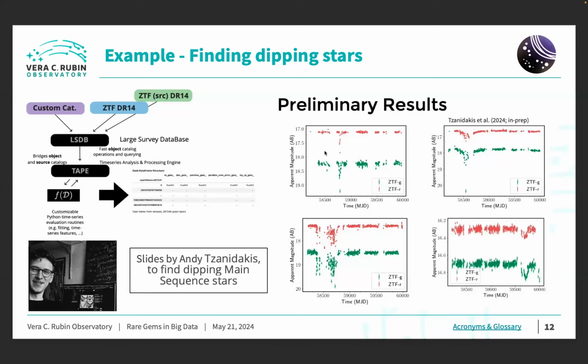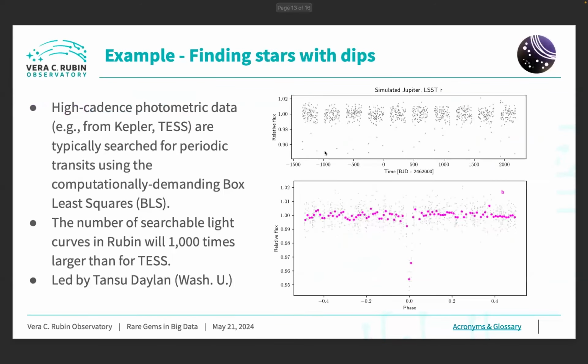Another one that I want to showcase, which might be interesting for this crowd, is not just dipping stars, but stars with dips. This is a project led by Tansu Daylan, who is a professor at Washington University, where he has a code which works on TESS to find dips in the data. And then, of course, when you get to LSST, he just wants to make it 1,000 times bigger, 10,000 times bigger. We are at the moment working with ZTF to show that we can scale up the data. We don't expect results from ZTF imminently because the precision of the survey is not very high, but it is an interesting example of what we are trying to achieve.